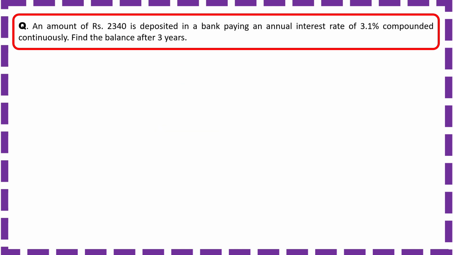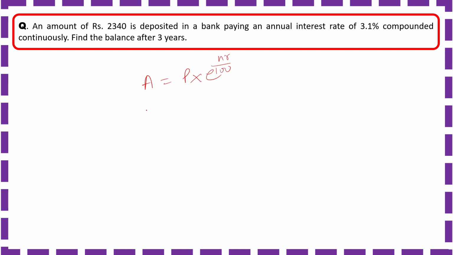So this is the problem related to continuous compounding interest. So we learned the continuous compounding interest formula. An amount of rupees 2,340 is deposited in a bank, paying an annual interest rate of 3.1% compounded continuously. So find the balance after 3 years. We know the continuous compounding formula as amount is equal to P, principal, into e power nr by 100.